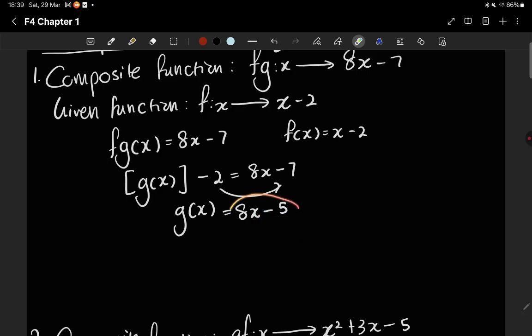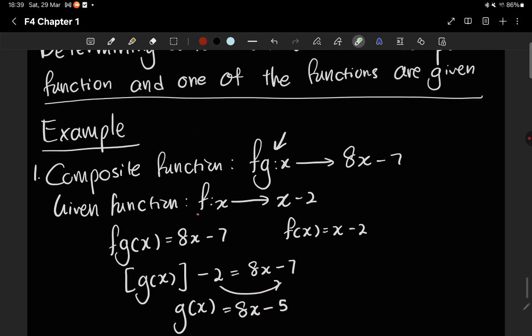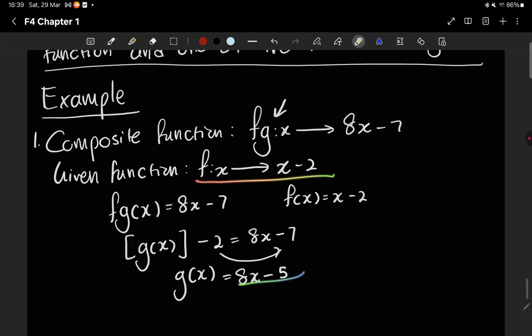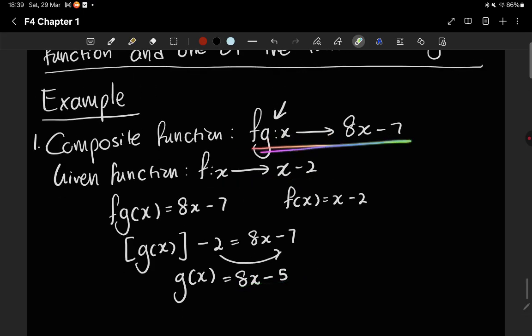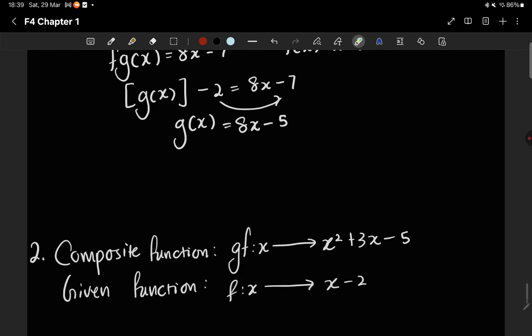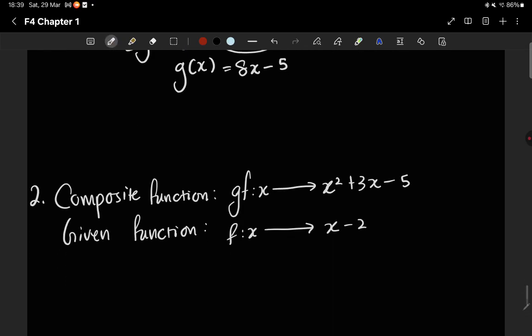You can try it out by subbing in. You can try it out by using f of x and g of x to get back the initial function to see if you got the right answer.